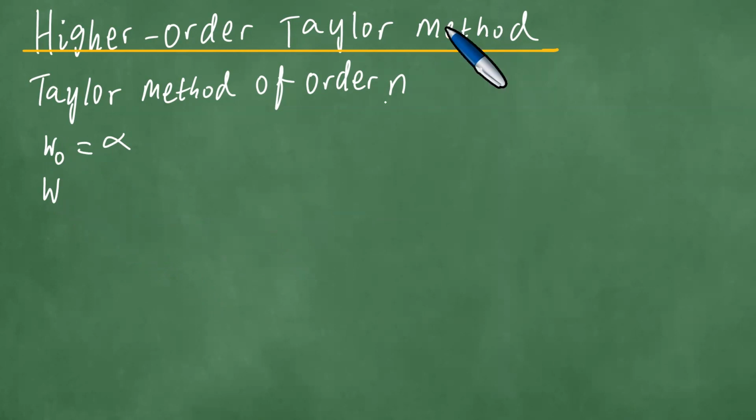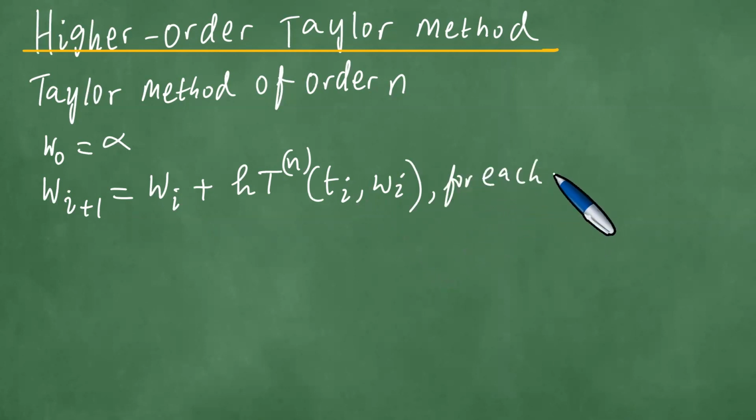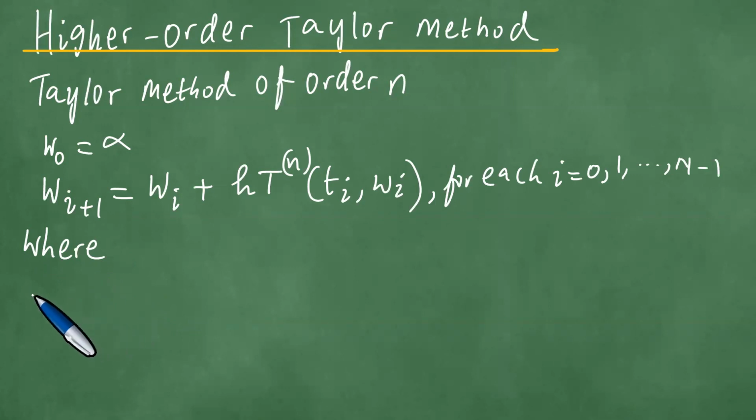Then we have the difference equation associated with the Taylor method, which is w sub i plus 1 equals w sub i plus h times T to the power n of t sub i, w sub i. And this is true for each i = 0, 1 up to n minus 1, where we state that T superscript n is the nth derivative of t sub i, w sub i. Okay, this is the formula we stated.